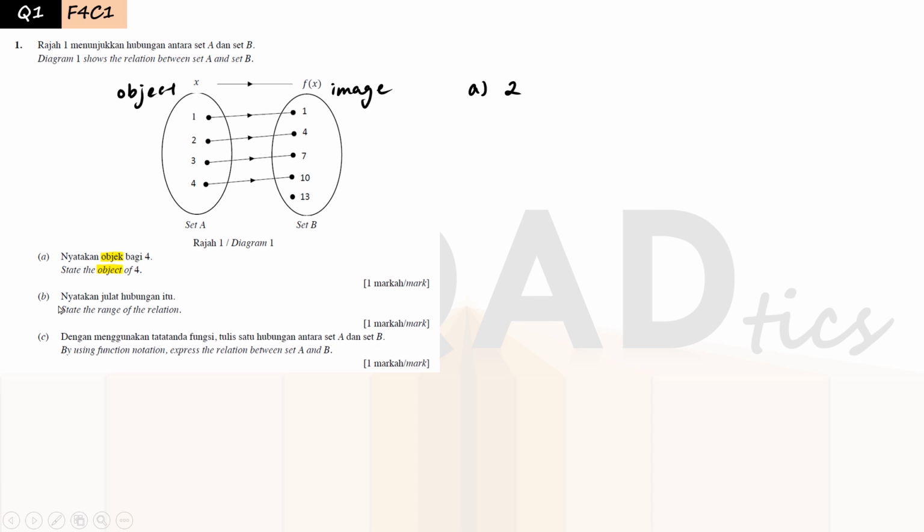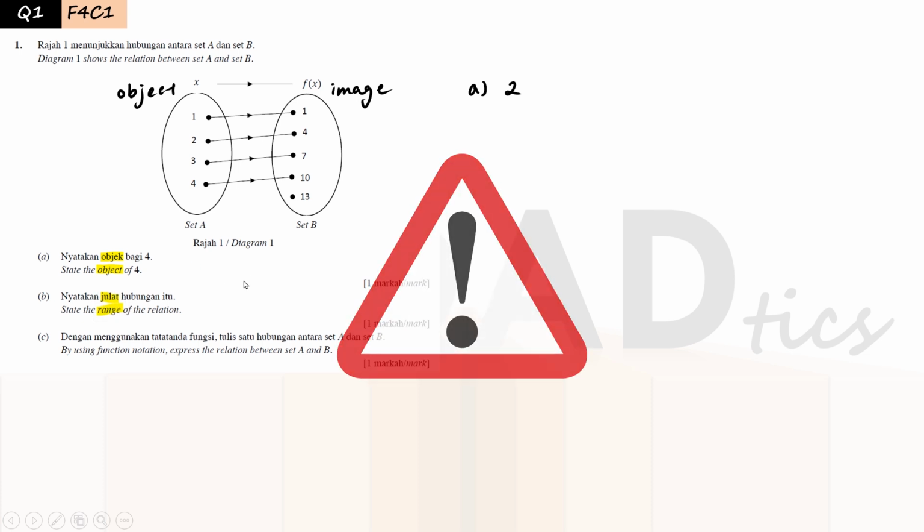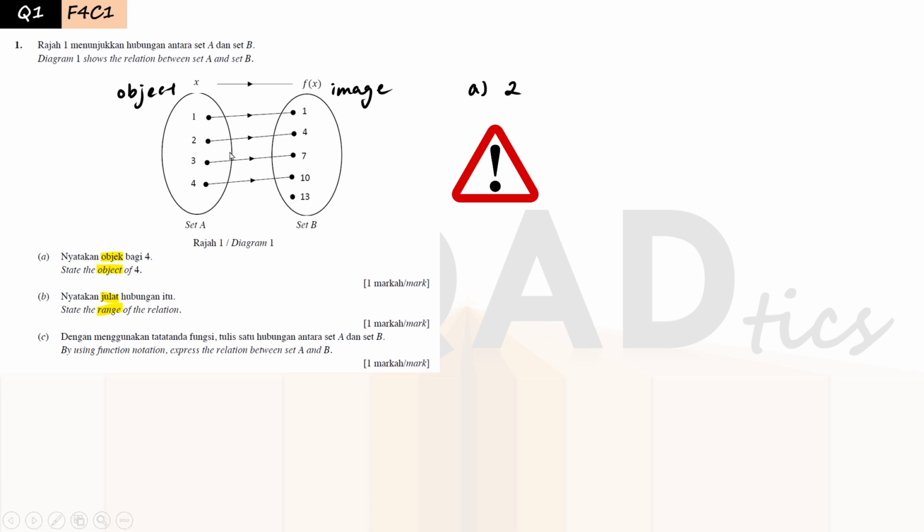For part B, we need to find the range of this relation. Let's recall again. Another word for the things on the left side is the domain. For the things on the right side, another word is the codomain. Codomain and range are quite similar, it's just that the range is the values on the right side which are connected. So 13 is not included because it is not connected.